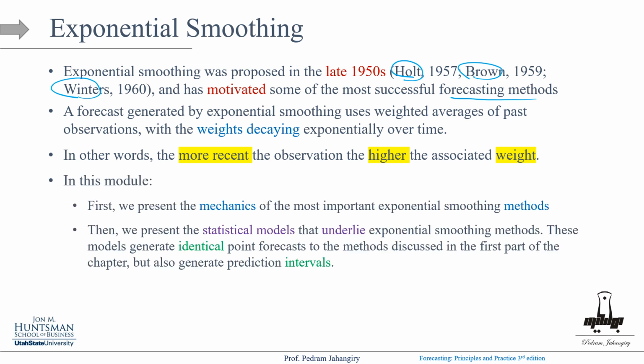For the rest of this video, we will first present the mechanics of the most important exponential smoothing methods. As I said earlier, these methods give you a point estimate. Then we're going to expand this idea from methods to models by making an important assumption about the residuals: we say the residuals are normally distributed. So we're going to put together statistical models that can create the exact same point predictions, but at the same time give you prediction intervals as well. That's a roadmap for the rest of the video.